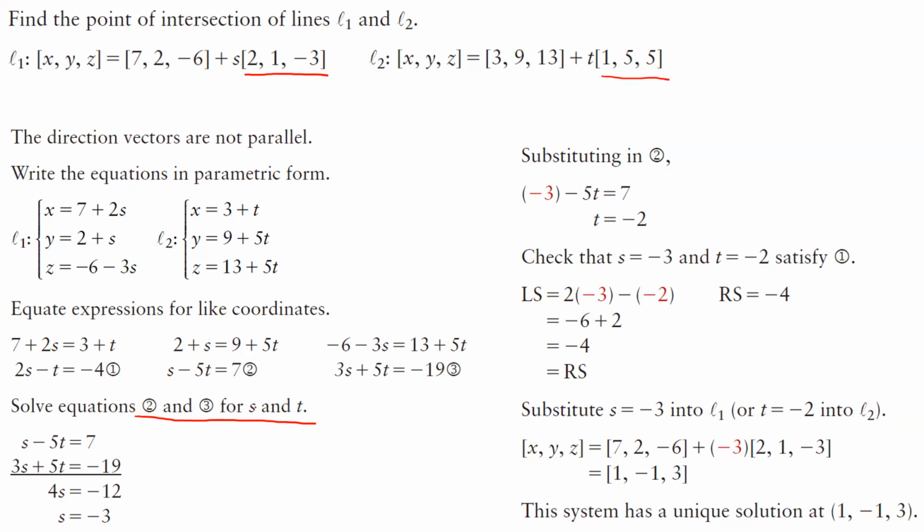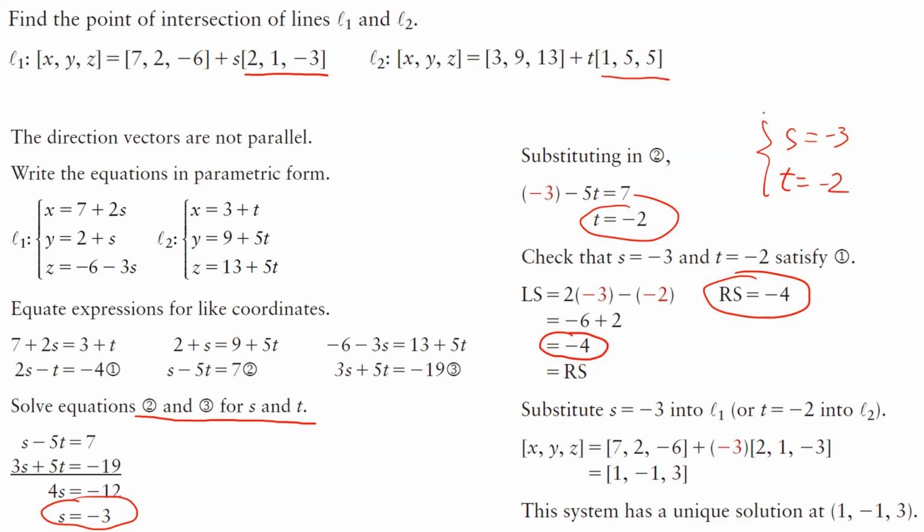If you solve 2 and 3 first, that gives us s equals -3, t equals -2. Then check if this pair of solutions satisfies equation number 1. If you substitute s and t into equation number 1, the left side equals -4, and the right side is also -4. Therefore, the left side equals the right side. That means we can find a pair of solutions, s equals -3, t equals -2, satisfying all of the 3 equations.